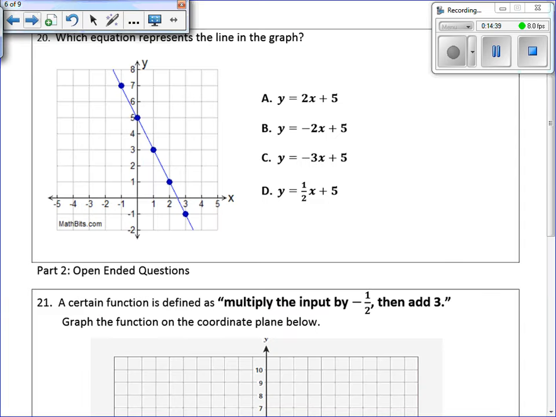Number 20, which equation represents the line in the graph? So it starts at 5, and so do all the choices, so that doesn't help us. We need to find the slope, rise over run, down 2 over 1. So it has a slope of negative 2, choice B.